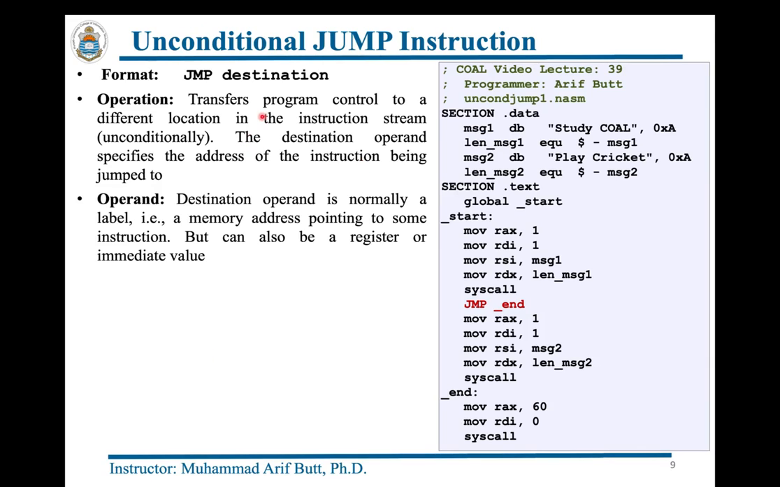So, dear student, an unconditional jump can be performed by the JMP instruction, which is a single operand instruction. The only operand is mostly a label, but can also be a register or an immediate value specifying the address of the instruction where the programmer wants to jump to.